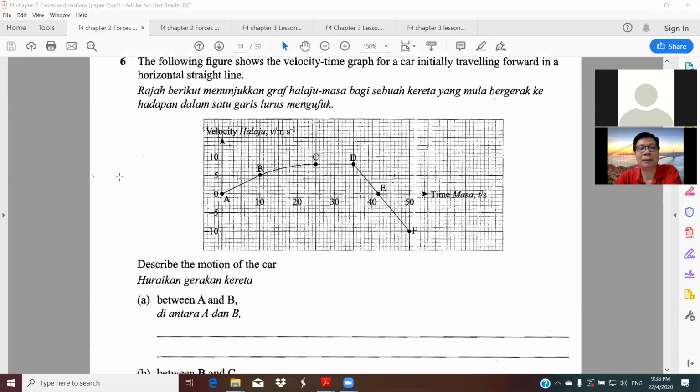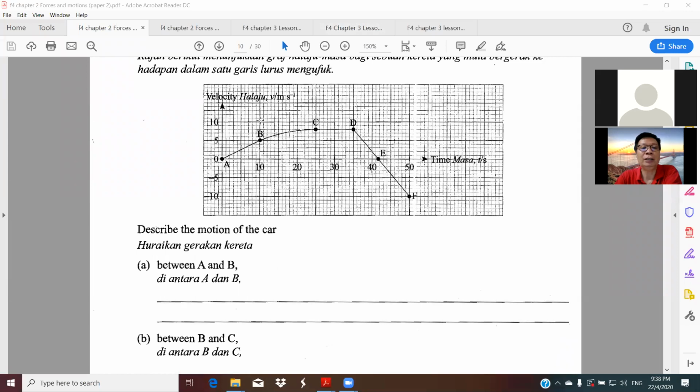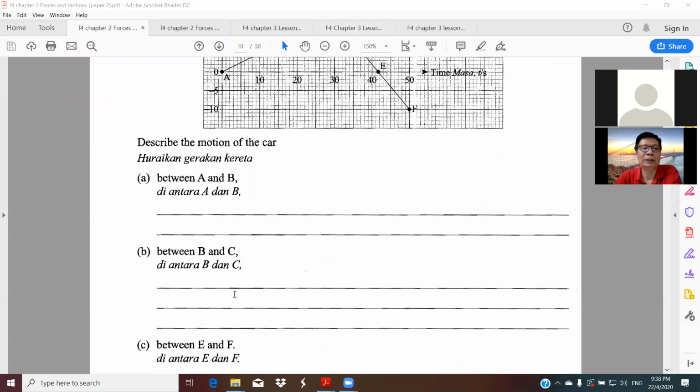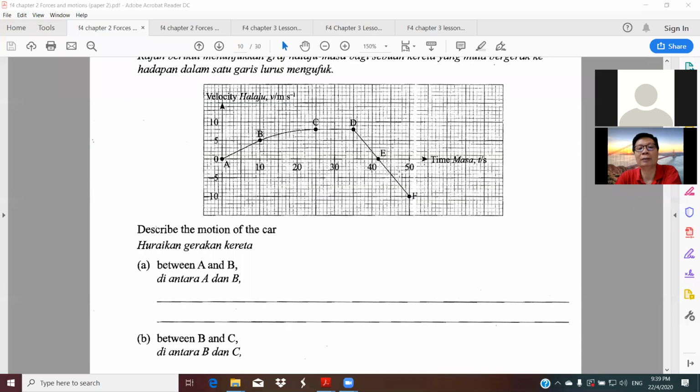Okay, now the question. Describe the motion of the car between A, B. You know the answer already, constant acceleration, right? BC, decreasing acceleration. CD, then they ask EF, E to F here. EF is constant acceleration in the opposite direction.